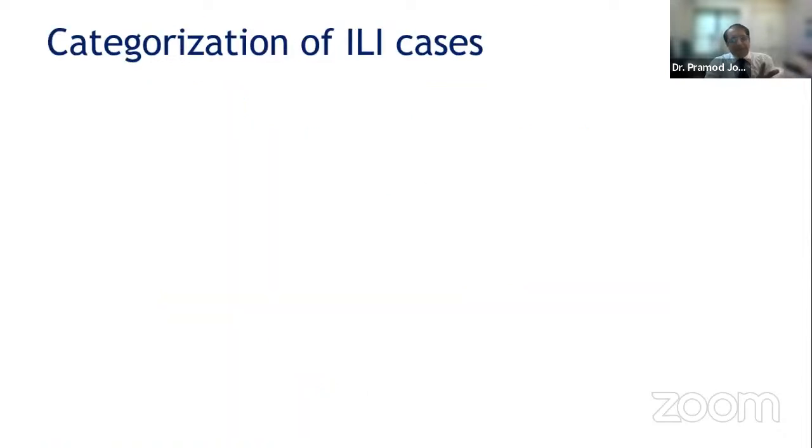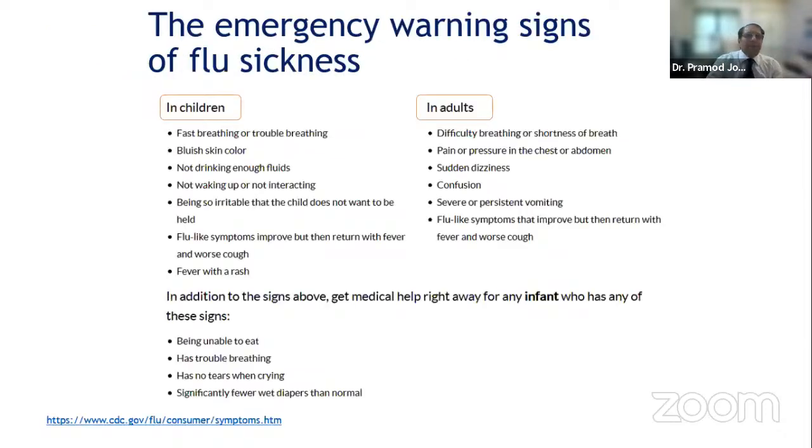So, influenza is the major cause, as I told you, the father of all those ILI cases. But the point is that not the virus, but the warning signs are important. Okay, so if any of these ILI cases shows you fast breathing or cyanosis, or the child is not drinking fluids, or if the child is not waking up, not speaking to the parents, is so irritable that he does not want to be picked up, or the child has improvement in the initial symptoms, but again fever and cough have appeared, indicating secondary bacterial infection. So all these are certain things which are called as the warning signs.